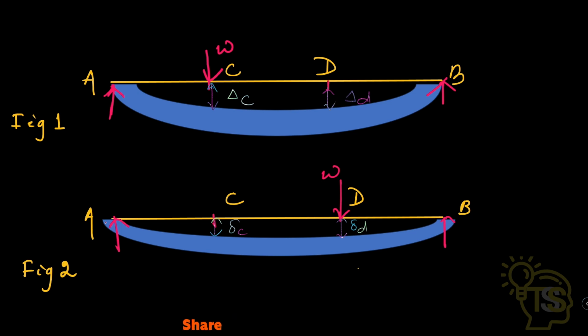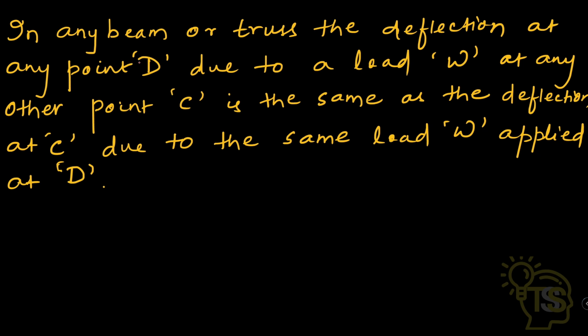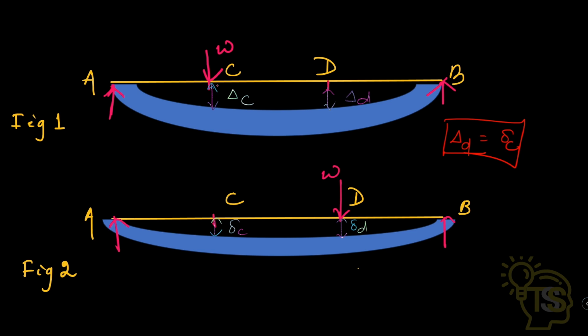And in figure 2, another beam is taken and here the load acts at point D, for which small del D deflection is caused at point D and small del C deflection is caused at point C. What Maxwell's reciprocal theorem states is that capital del D is equal to small del C. This deflection is equal to this deflection. So let's go through the definition: in any beam or truss, the deflection at any point D due to a load W at any other point C is the same as the deflection at C due to the same load W applied at D.